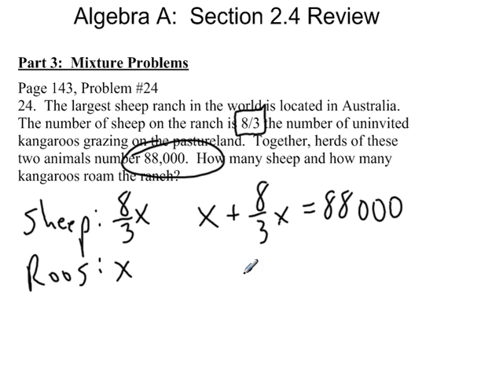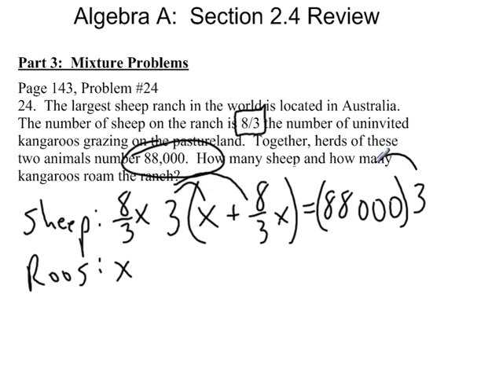Now the quickest way of clearing this fraction, which is what you want to do to solve, is to multiply both sides of this equation by 3. When you do that, you'll do 3 times x, plus you'll do 3 times 8/3 x. Don't forget you must also do 3 times 88,000 to get that answer as well. So 3 times x is 3x. 3 times 8/3 x will give you 8x.